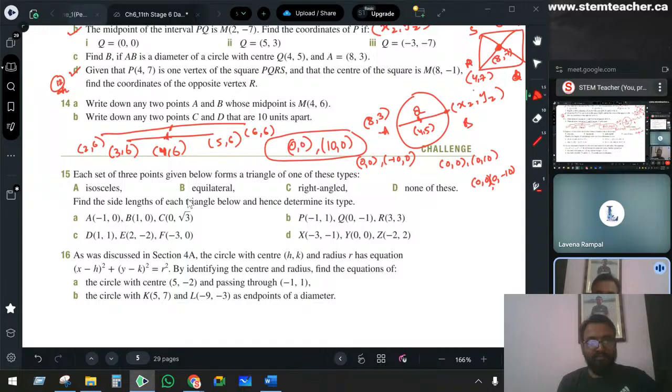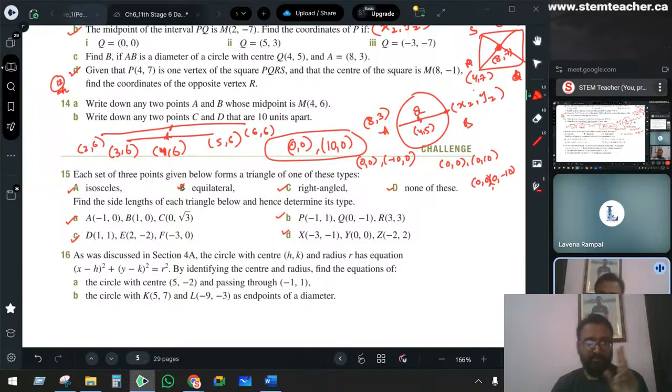Each set of 3 points given below forms a triangle of one type. Find the type each set of 3 points given below forms. So 3 points are given in 4 problems. These form either isosceles, or equilateral, or right angle, or none of these.